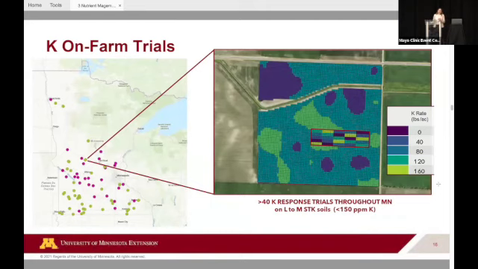We aimed to put these trials on farm fields that had low to medium testing soils so that we could get a response. As many of you know, sometimes that's not always the case and you don't get a response, which you'll see some evidence of in a bit.